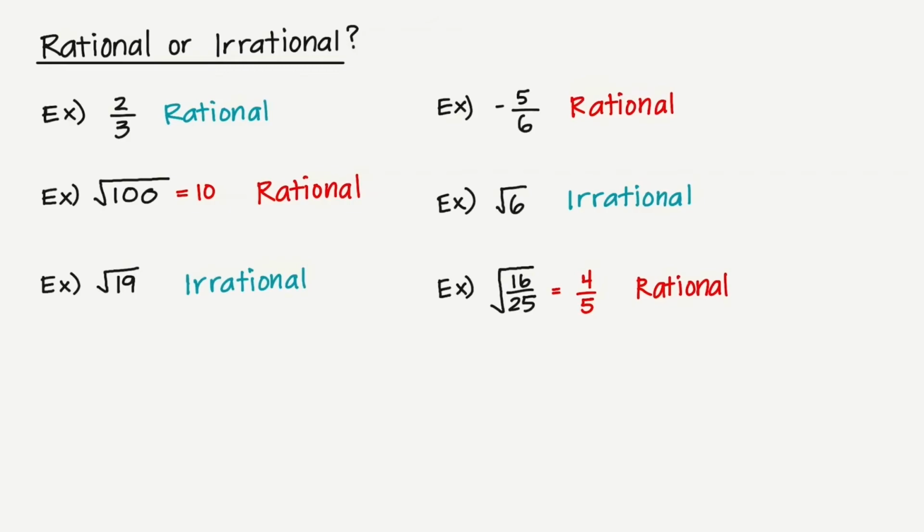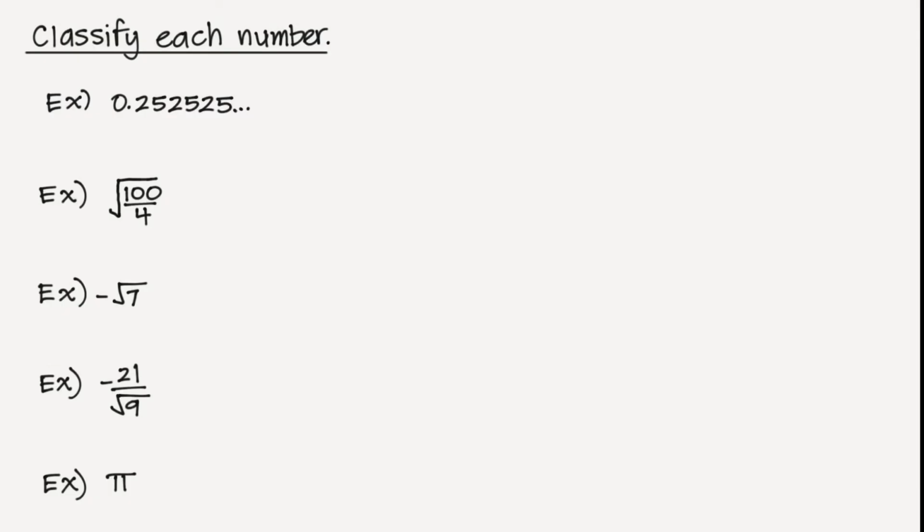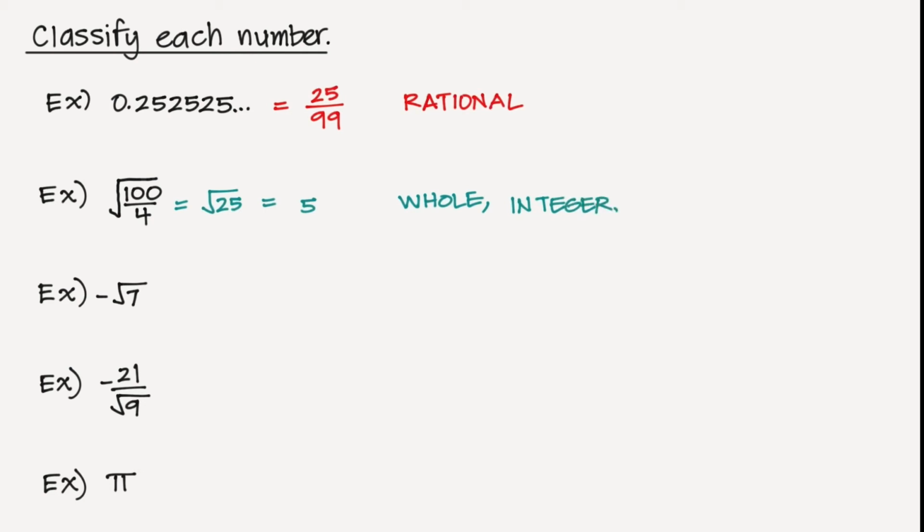So now let's look at a new series of numbers, and we're going to classify them however we can. Starting with 0.252525, repeating. Remember, a repeating decimal we can write as 25 over 99. And so in this case, it would be a rational number, and that's it. Looking at our next one, the square root of 100 over 4 is really the square root of 25, which is 5. So that is a whole number. It's also an integer, and it is a rational number because I could write it as 5 over 1.